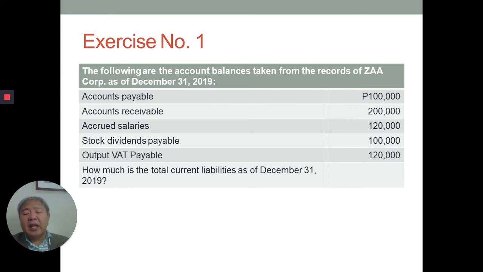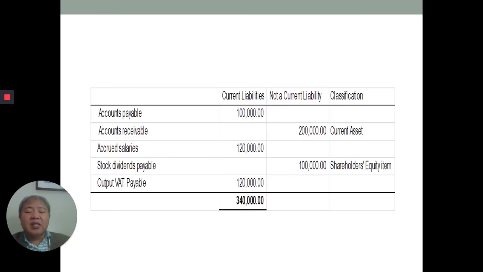Okay? And then last one is output VAT payable, 120,000. This is a current liability. So therefore, okay, to summarize the answer, so the current liabilities is 340,000, representing your accounts payable, your accrued salaries, and of course, your output VAT payable. Okay, so there you go. And then the others are not a current liability. The accounts receivable is part of your current asset, is a current asset, and then the stock dividends payable is the shareholders' equity account. Okay.